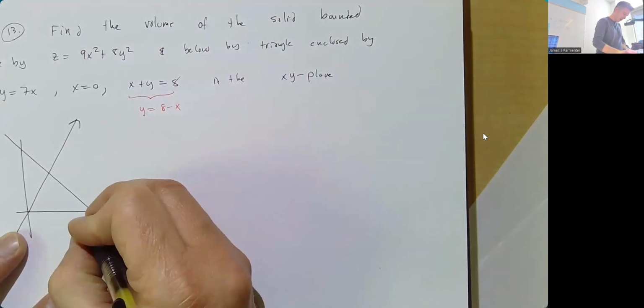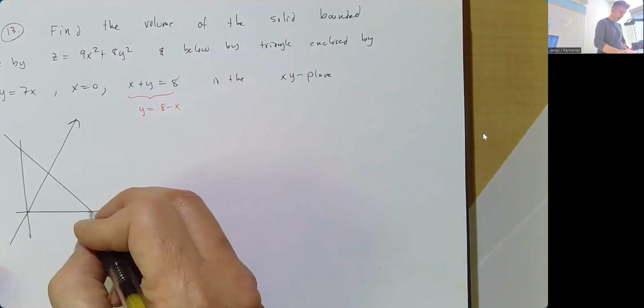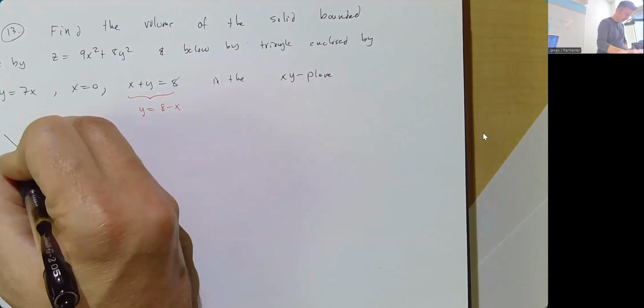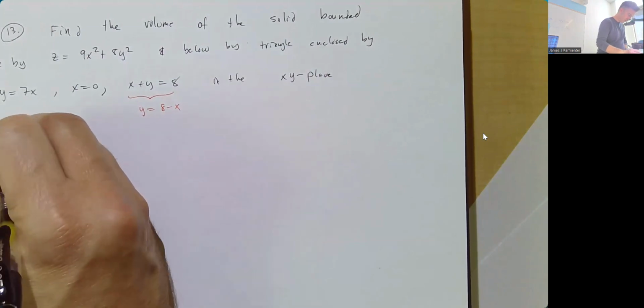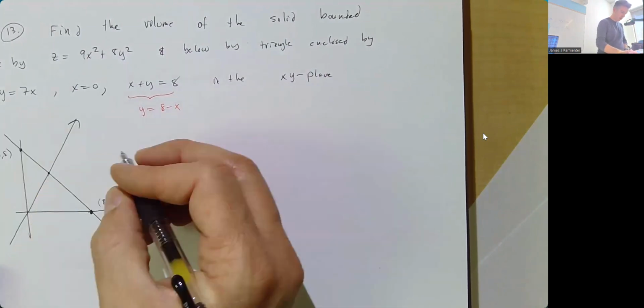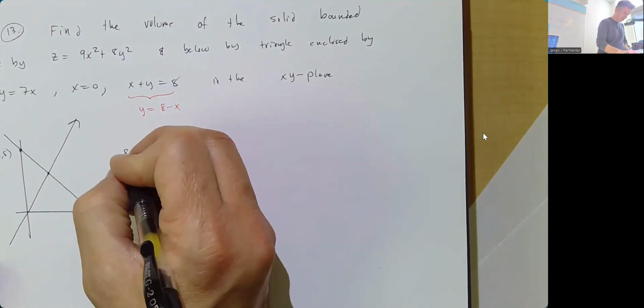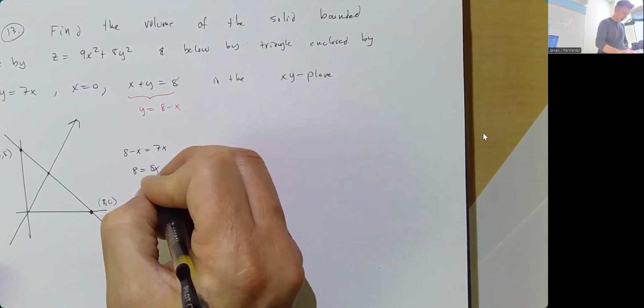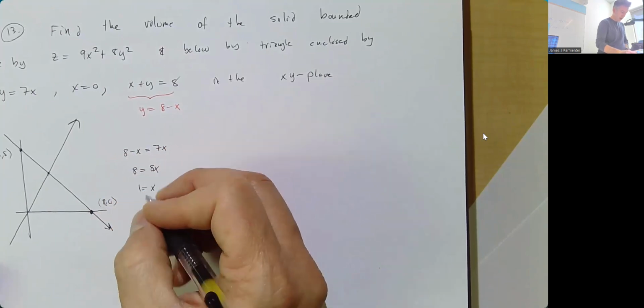I could label my points of intersection, or my x and y intercepts. That's the point 8, 0. It's the point 0, 8. I should find where they intersect each other. If I set 8 minus x equal to 7x, I get 8 equal to 8x, or x equal to 1, and y equal to 7.